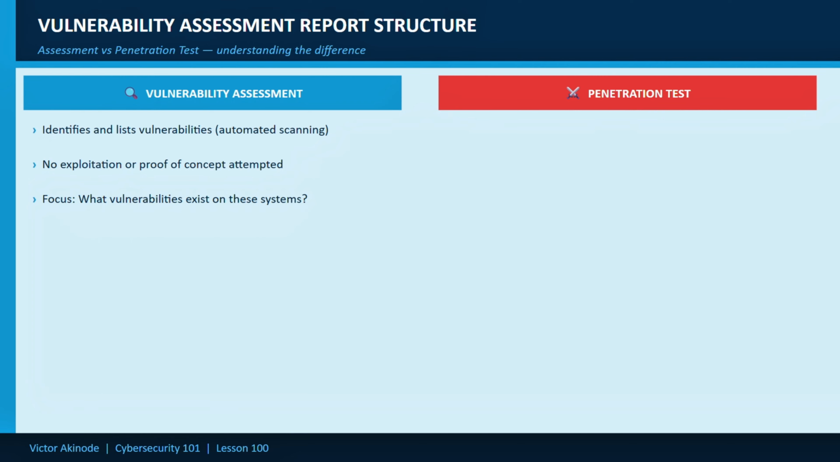Now let's move to penetration test. Penetration test identifies, exploits, and chains vulnerabilities together. For pen test, you prove real-world impact with actual exploitation, and the focus is what can an attacker actually do. Also, you use tools like Metasploit, Burp Suite, and OWASP ZAP for manual and automated testing, and the deliverable is a comprehensive attack narrative showing exploitation paths.